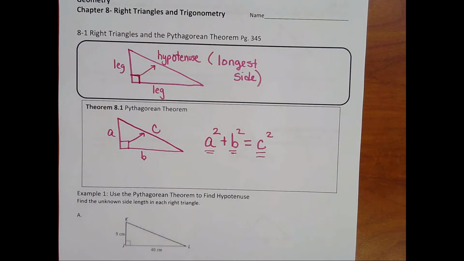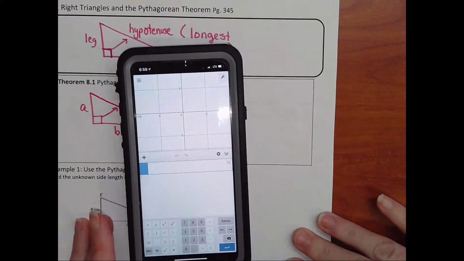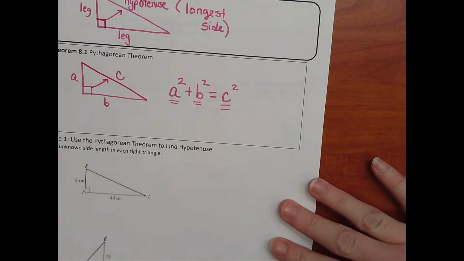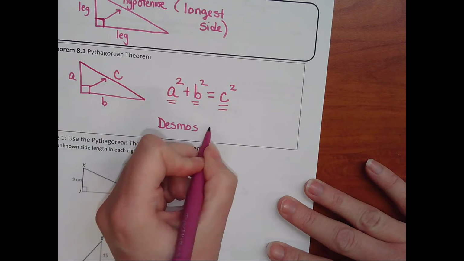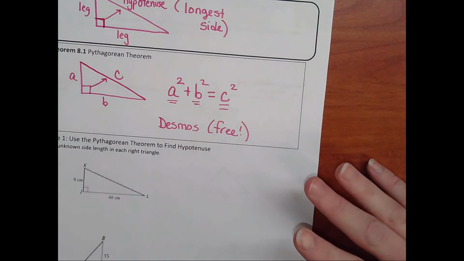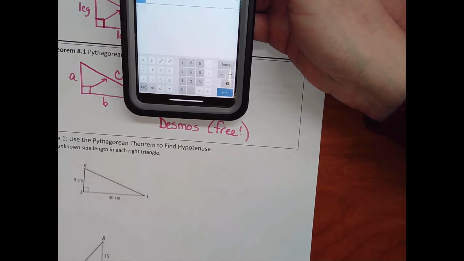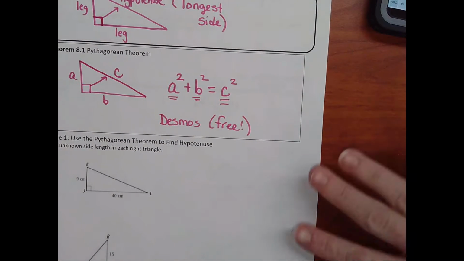You will need a calculator for this. I've downloaded Desmos onto my phone. It's a really good app. It works really well. It's called Desmos. It's free, which is the best. There is a square root option right here that you'll see me playing around with today. I want to get you used to using that.